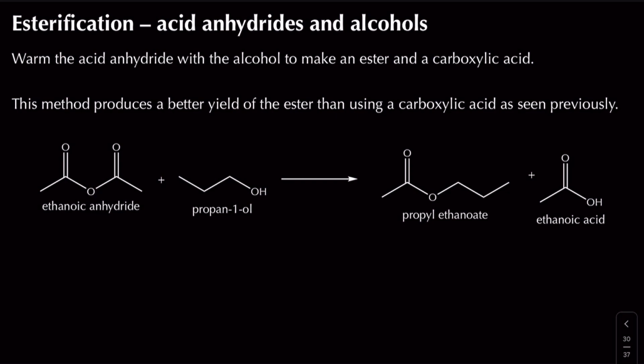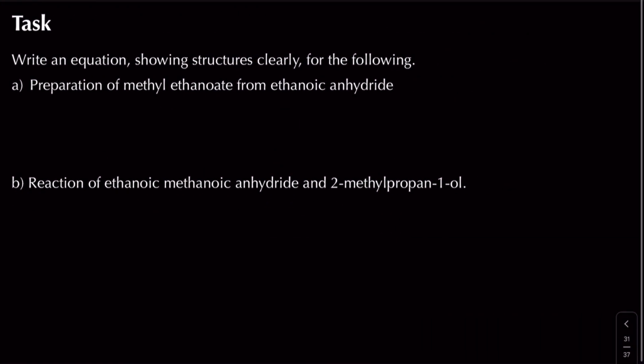Now in this example over here, you're taking ethanoic anhydride. Again, you're taking one component of the actual acid anhydride, you react it with the alcohol, and you end up forming your ester over here, propyl ethanoate, but then your byproduct is going to be ethanoic acid itself, right? So it's going to be a carboxylic acid. Now if you've got an unsymmetrical, let's say acid anhydride, you could end up forming a variation of products as well.